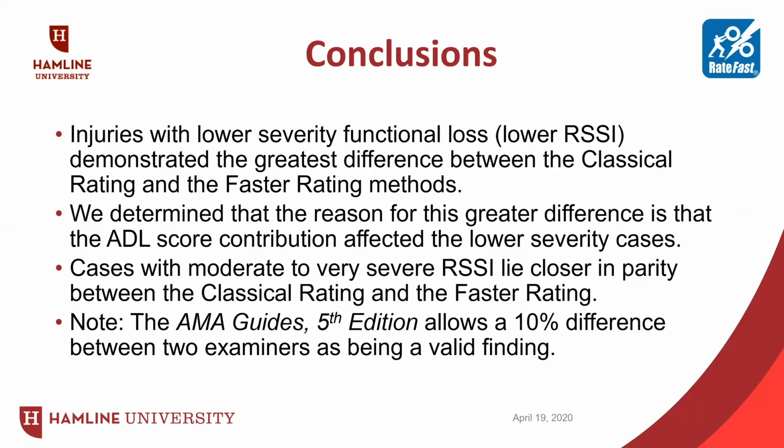And maybe one reason, we think at least for this, is because the ADL score contributed more significantly in the lower severity cases. But other than that, they look reasonably close, but here is the key point: the AMA Guide 5th edition allows a 10% difference between the two examiners as being a valid finding. Even our worst case was 8%. I even considered that an outlier, but that would still be acceptable from the AMA Guide for ratings between two examiners.